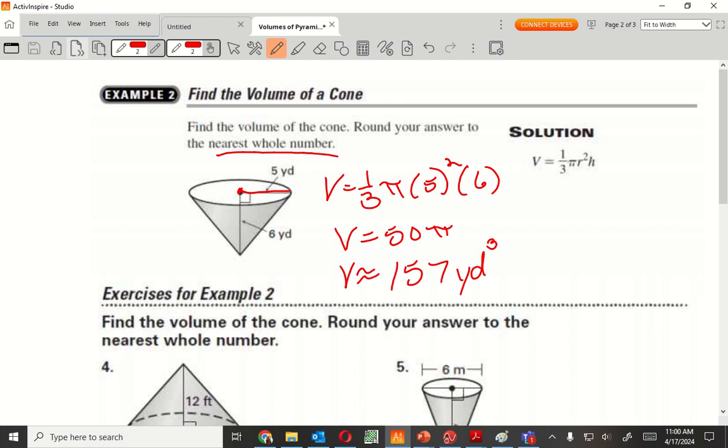Give you a second to copy that one down. Any questions over this? I'm hoping this is pretty straightforward. You're just plugging in numbers for everything. All right, so you guys are doing the practice for the next two here.